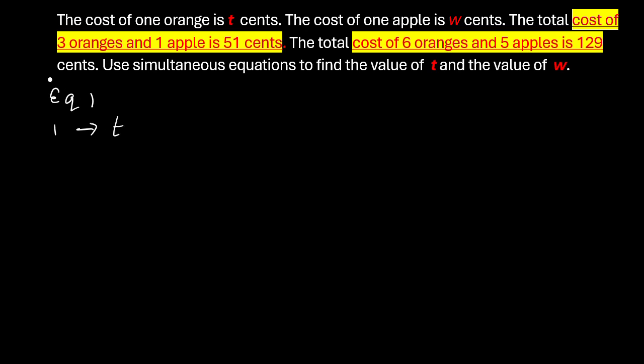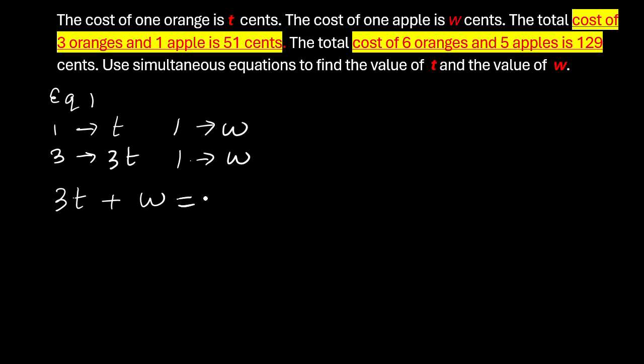is t cents. So for the first equation, we have 3 oranges. So that is going to be 3t cents, because if one orange is t cents, then 3 oranges is 3 times, so it's 3 times t. And then also we have one apple is w cents. So the equation becomes the cost of oranges 3t plus the total cost of apples, which is w, should give us 51.